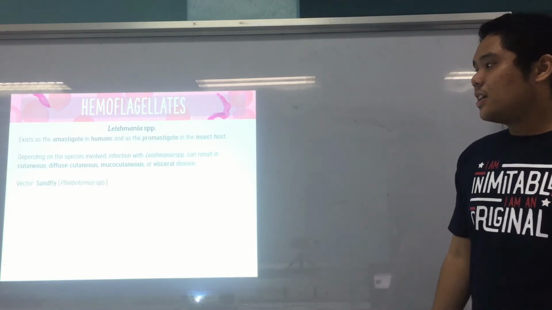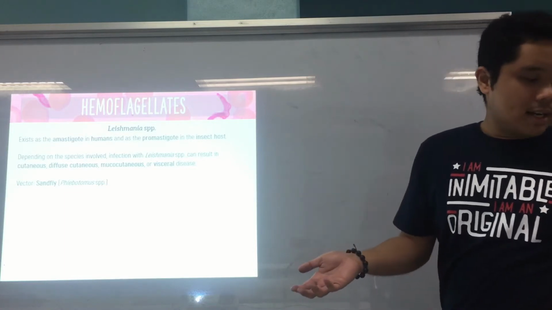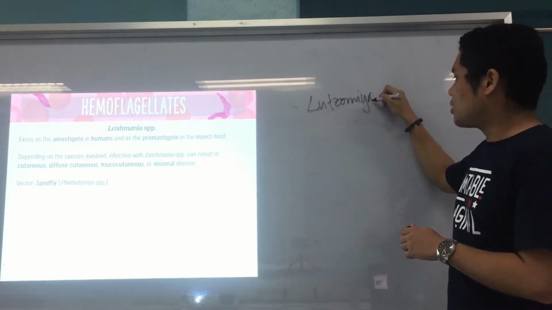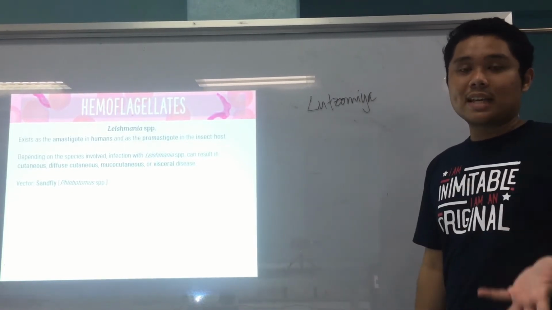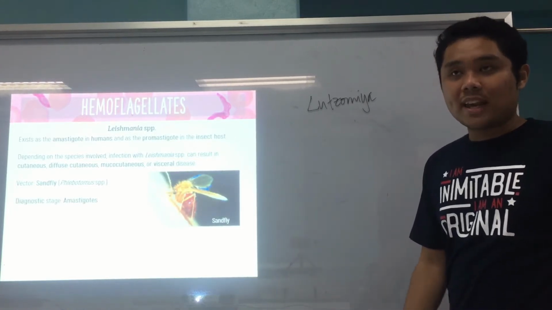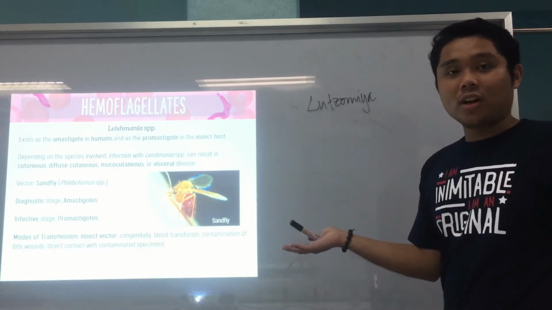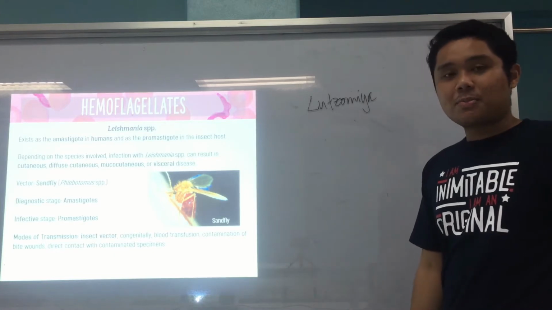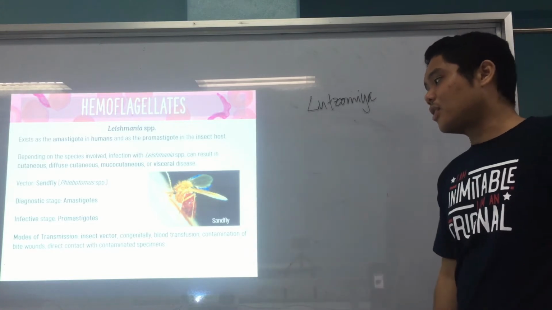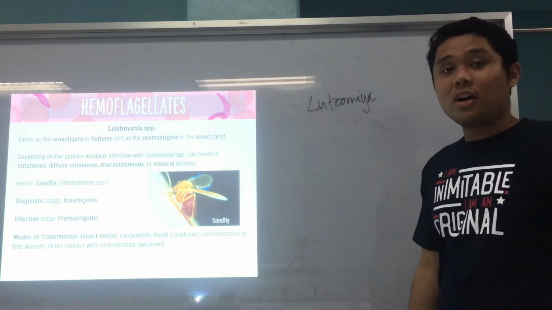The vector is always sandfly or your phlebotomous species, or pwede ring Lutzomia species, no? Lutzomia, depending on the species of Leishmania. Lutzomia, or phlebotomus. Basta sandfly. This is your sandfly. The diagnostic stage are your amastigotes, but the infective stage is your promastigotes. The mode of transmission is insect vector, again through bites, or it can also be transmitted through blood transfusion, congenitally, contamination of bite wounds, and direct contact with contaminated specimens. But primarily it's through insect vector, the bite of your sandfly.